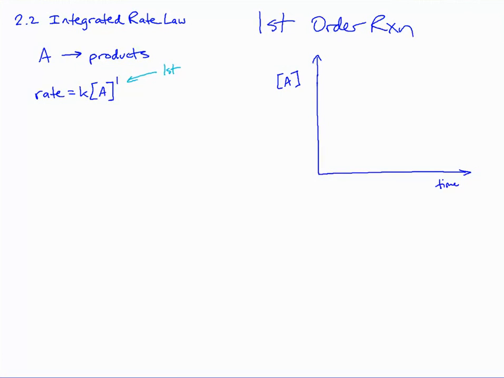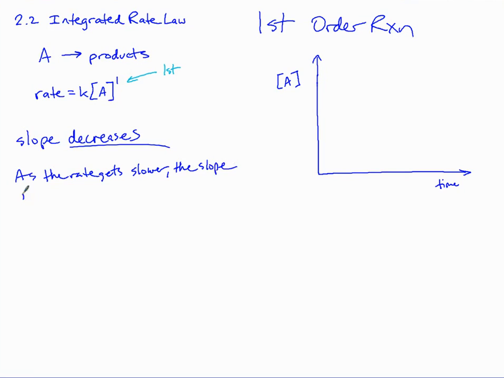So as the concentration of A decreases, the slope decreases. As the rate gets slower, the slope gets smaller. So let's write this down. As the rate gets slower, the slope gets smaller. And so we get a curve.